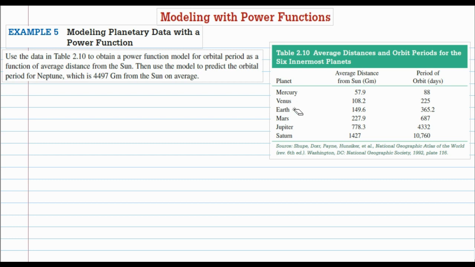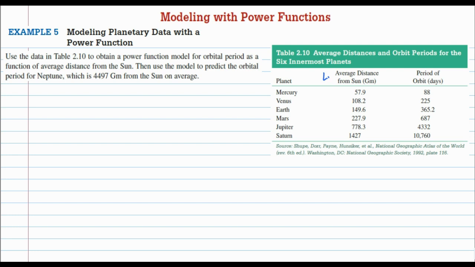Use the data table in 2.10 to obtain a power function model for orbital period as a function of average distance from the sun. So that gives us a clue as to what our input will be and what our output will be. As a function of average distance from the sun means that is our input. We're going to come out with the orbital period depending on the average distance from the sun.